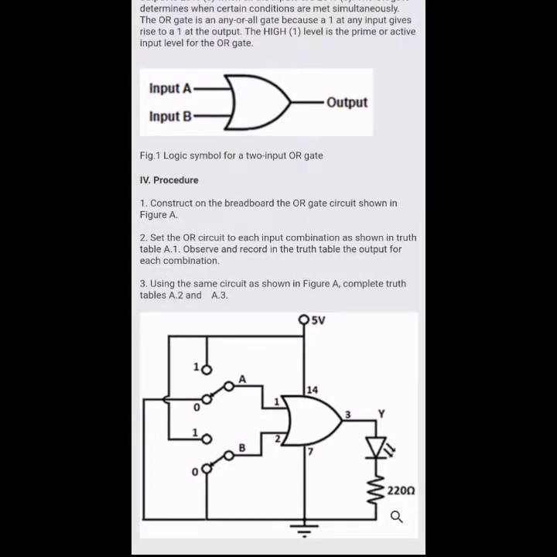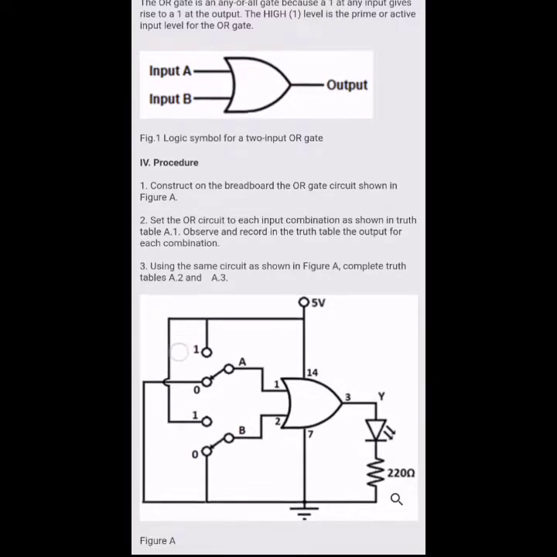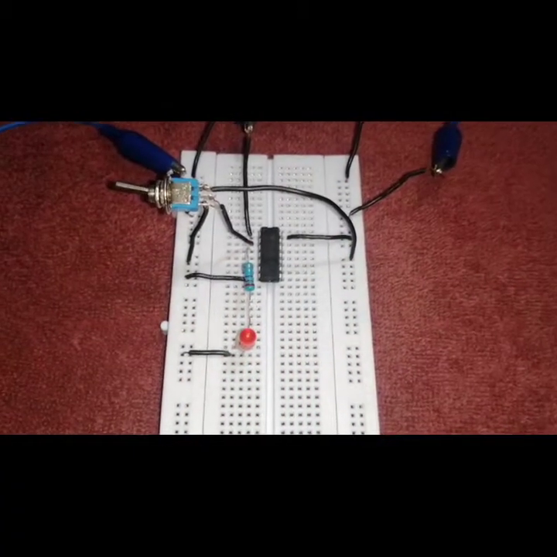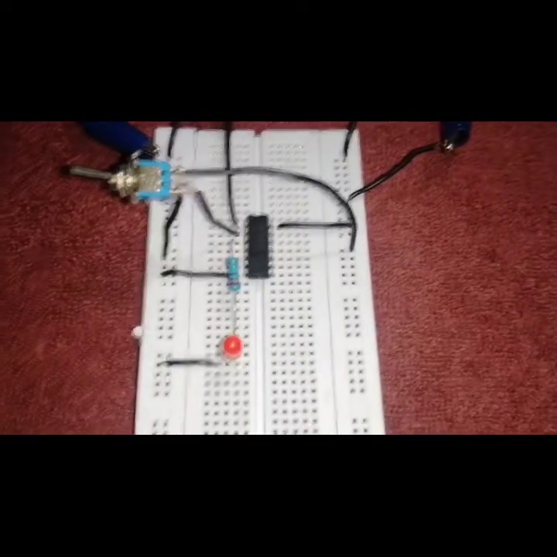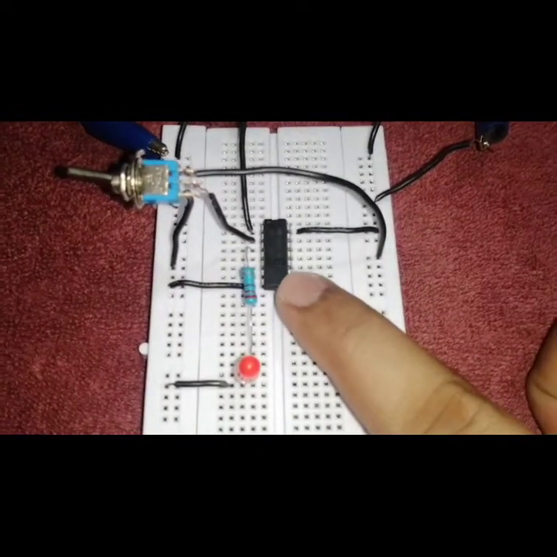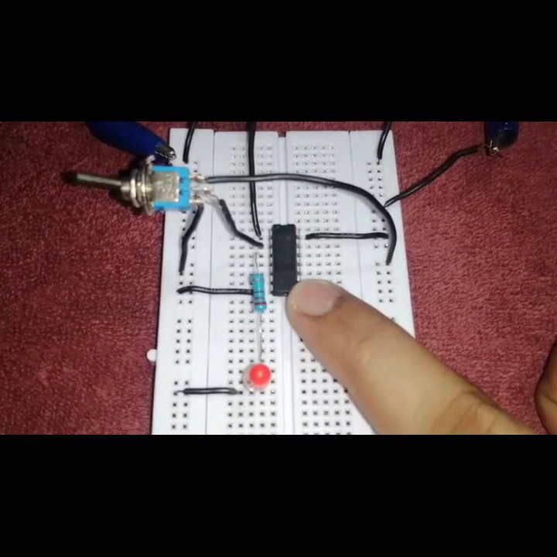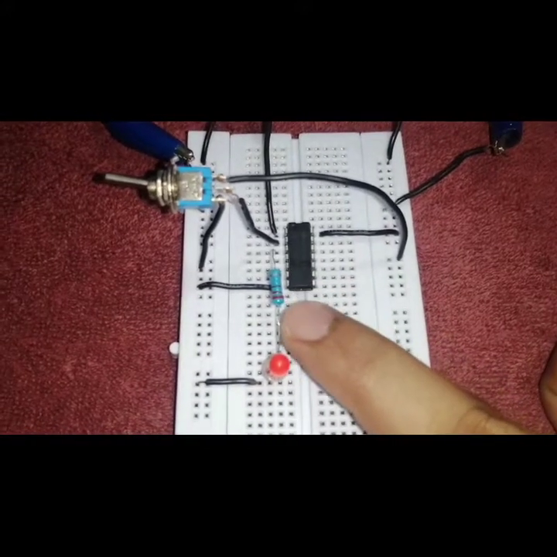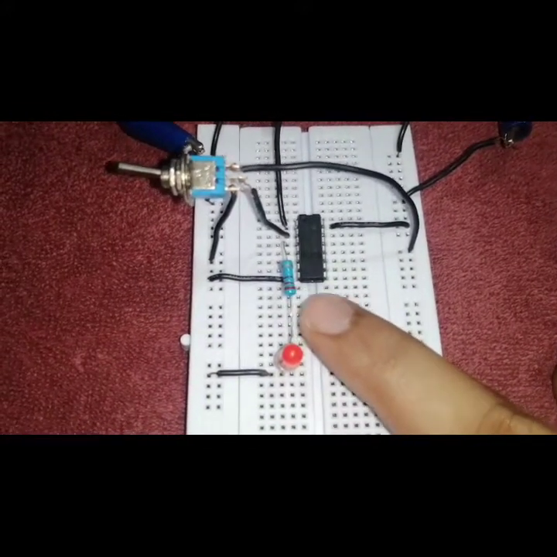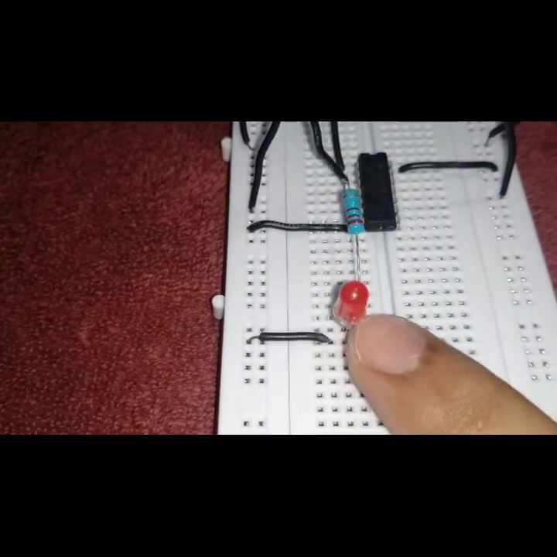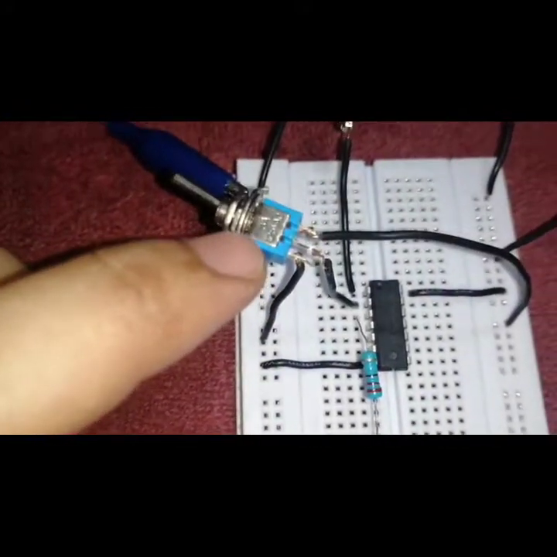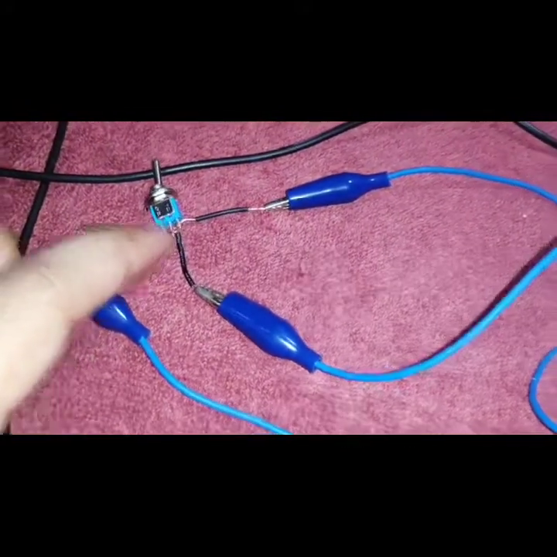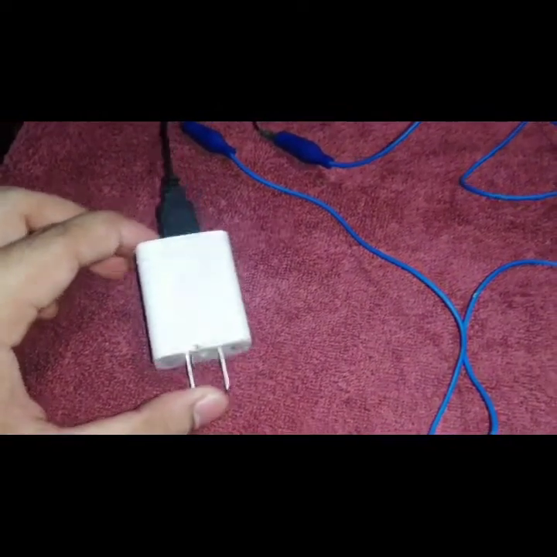For the first procedure, construct on the breadboard the OR gate circuit shown in figure A. So as you can see, this is the OR gate circuit on a breadboard. And this is the 74LS32 quad 2-input OR gate. And this is the 220 ohms resistor. And this is the 5mm red LED. And this is the toggle switch. And this is the alternative power supply.